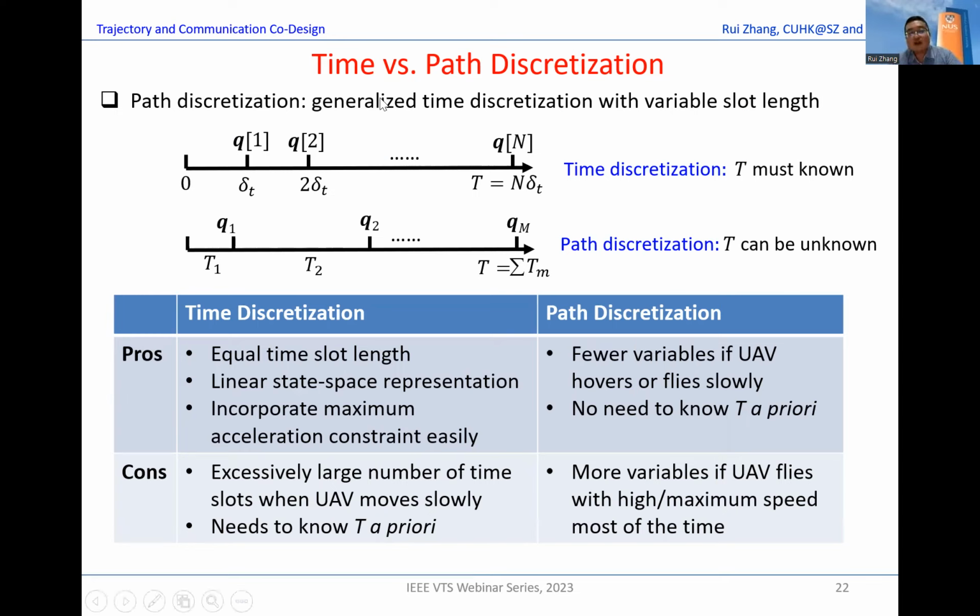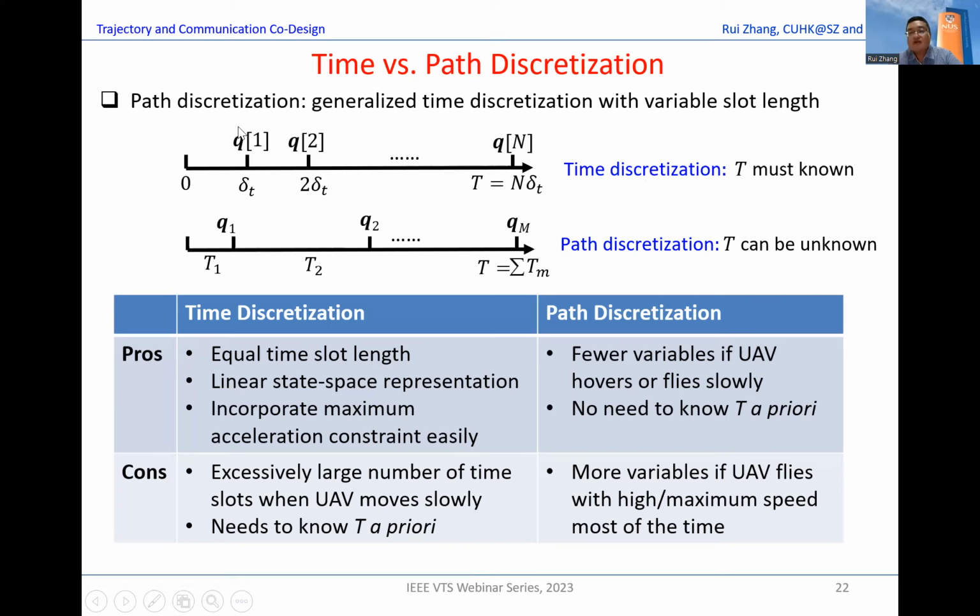So I just want to describe what time discretization is. It's very simple. Time discretization means that you divide the timeline into equal time slots. Let's say the interval is delta t here. Then we assign the UAV location as a function of these discrete time points, like q_1, q_2, and so on and so forth. So this is called time discretization.